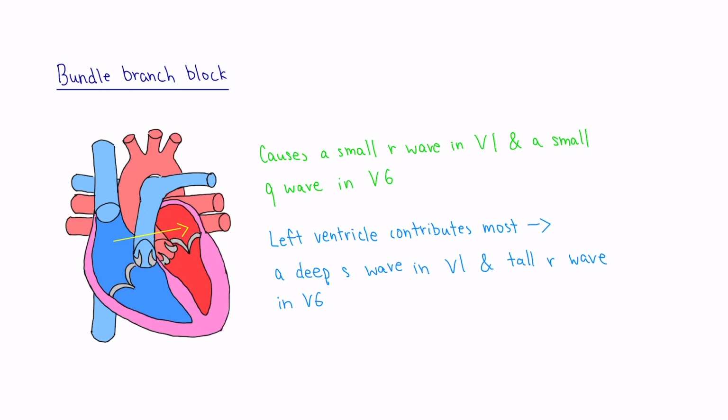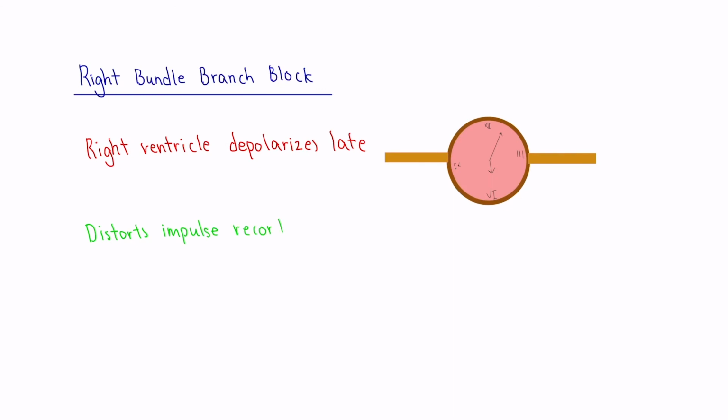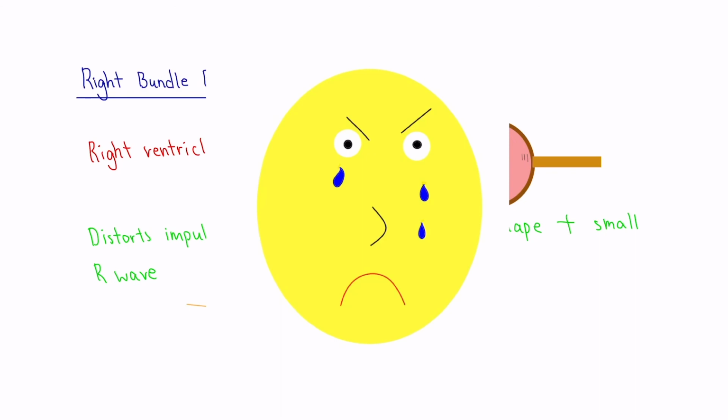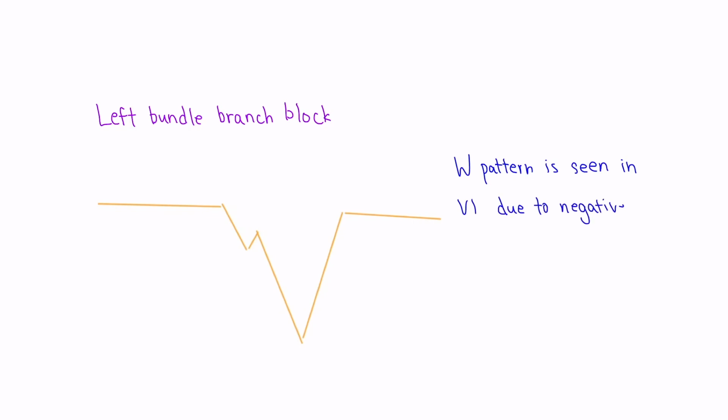But things can go wrong. In the case of right bundle branch block, the right ventricle depolarizes late. This is an embarrassment to the heart as it distorts the impulse recorded in V1, causing an M shape, and a small R wave. But it gets even worse. The left bundle branch can also become blocked, which is once again an embarrassment to the SAN and all its hard work. In this case, a W pattern is seen in V1 due to negative deflection.